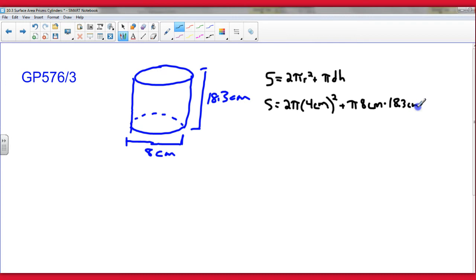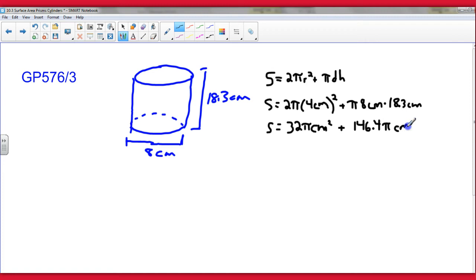Okay, so now we simply have to multiply. I'm going to leave pi again as is. Leave your answer in terms of pi for right now. So what is 4 squared? 4 squared is 16. 16 times the 2 is 32. We have 32 pi. Notice that factor of pi is just trailing along. Centimeters squared. Plus, we need to figure out 8 times 18.3. Okay, so we have 146.4. When we multiply 8 times 18.3. And we still have pi, so times pi, centimeters squared.